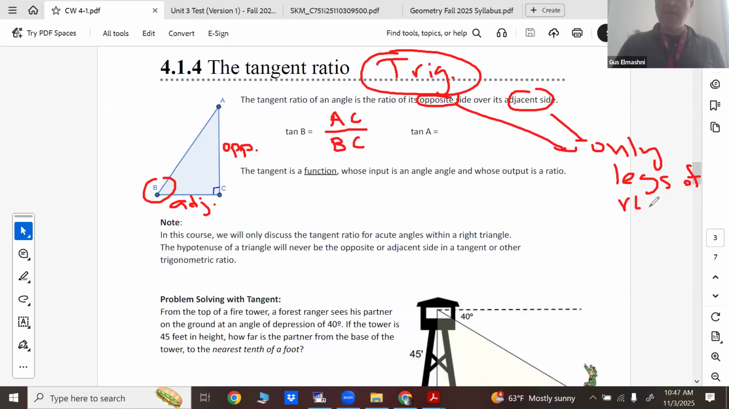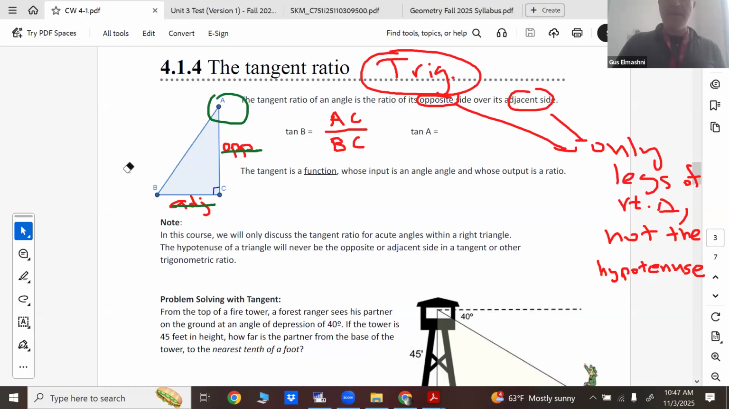Only legs of the right triangle. Not the hypotenuse. Okay, not the hypotenuse. So if I do it the other way around, tangent A. So if I look at A now, right? What's opposite angle A? Yes, now it's just reversed.